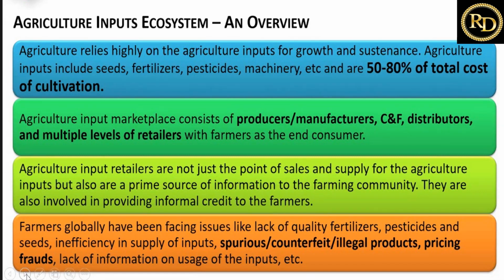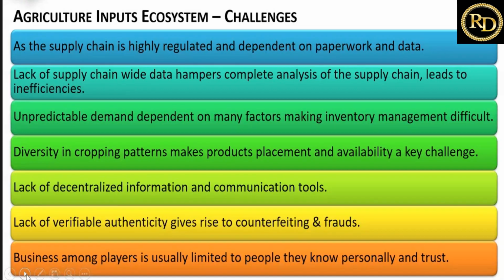Farmers globally have been facing issues like lack of quality fertilizers, pesticides, and seeds, inefficiency in supply of inputs, spurious, counterfeit and illegal products, pricing frauds, lack of information on usage of the inputs, etc. So these are some of the challenges when we talk about the agriculture input ecosystem.